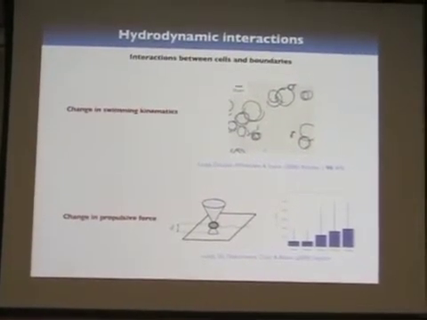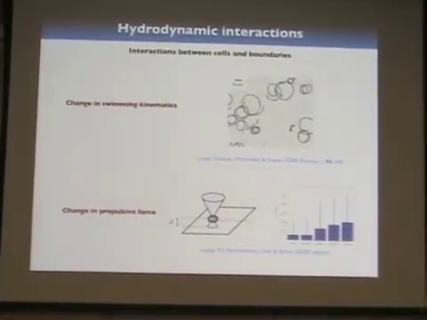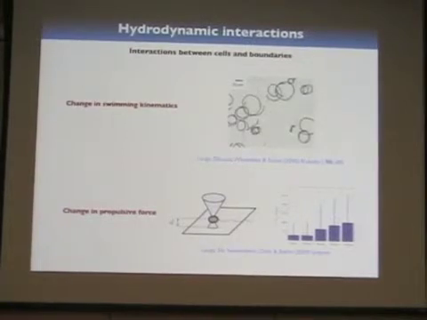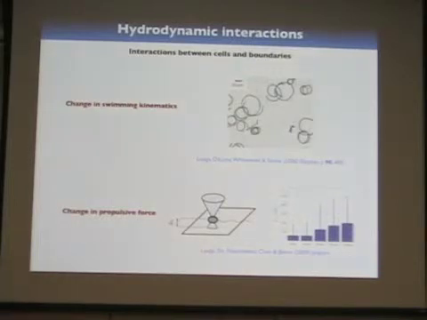Another type, so I said that there are 3 types. One type was interactions within a cell between different flagella. Another type is interactions between a cell that's swimming and a boundary. That leads in general to 2 things which are changing. One is it could lead to a change in the swimming kinematics. If you have a cell that swims one way in an infinite fluid on its own, then if you look at it near a boundary, something different could happen.